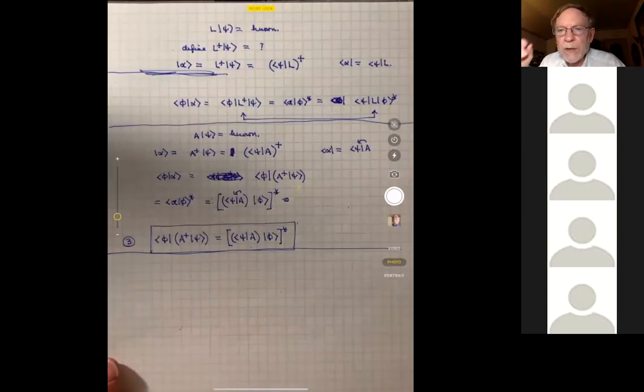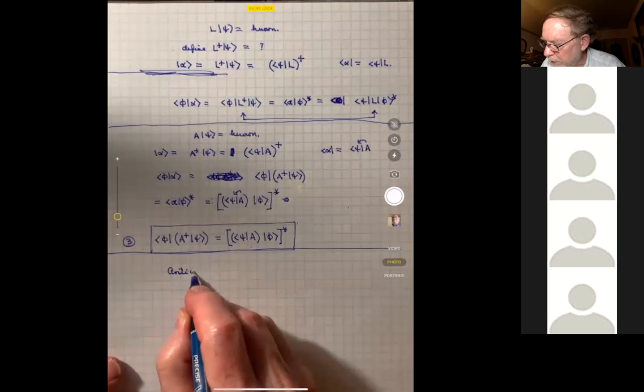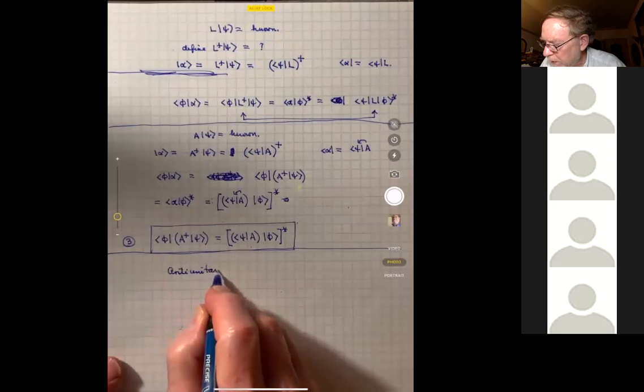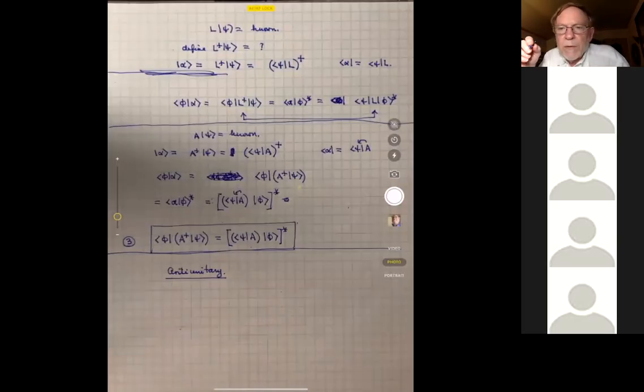I'd now like to address the issue of not just antilinear operators, but anti-unitary operators. Unitary operators we usually invoke for symmetry operations. We said symmetry operations had to be implemented by unitary operators because we wanted to preserve probabilities. It turns out antilinear operators also preserve probabilities.